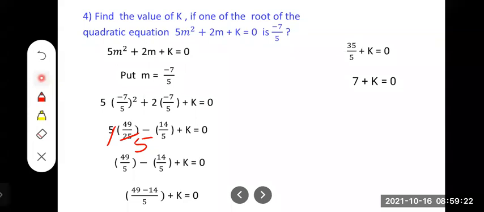Clear, children? Now what are we supposed to find out? The value of k. Yes, therefore you keep k on this side and take the plus 7 to the other side, it becomes minus 7. So the k value you got is minus 7. Clear, children? This type of sums you will get for 2 marks or 3 marks. If they give minus 7 upon 5 as a fraction, surely they will ask for 3 marks.